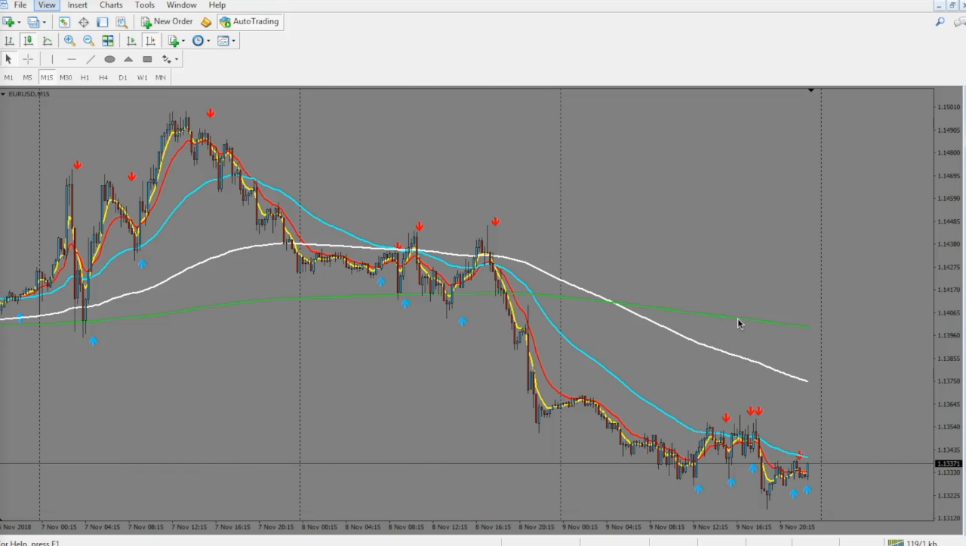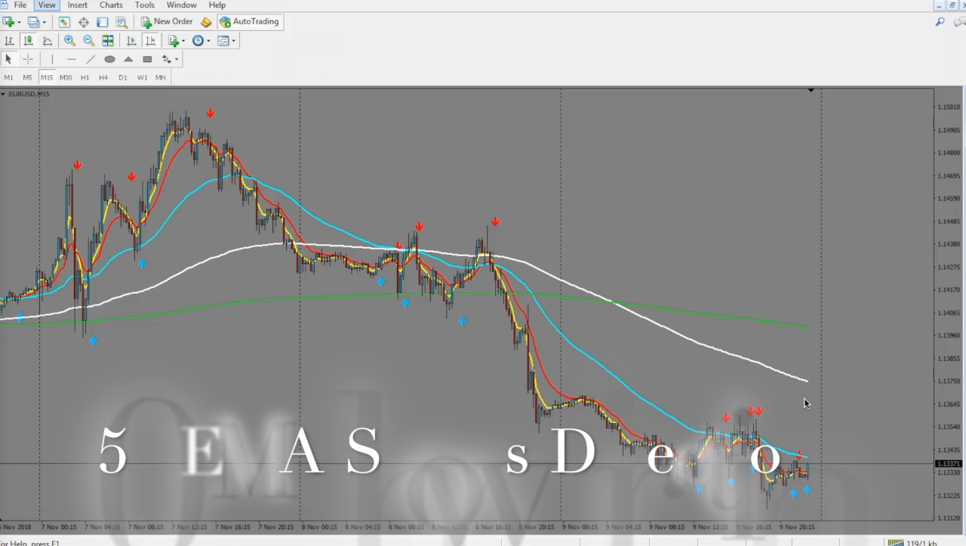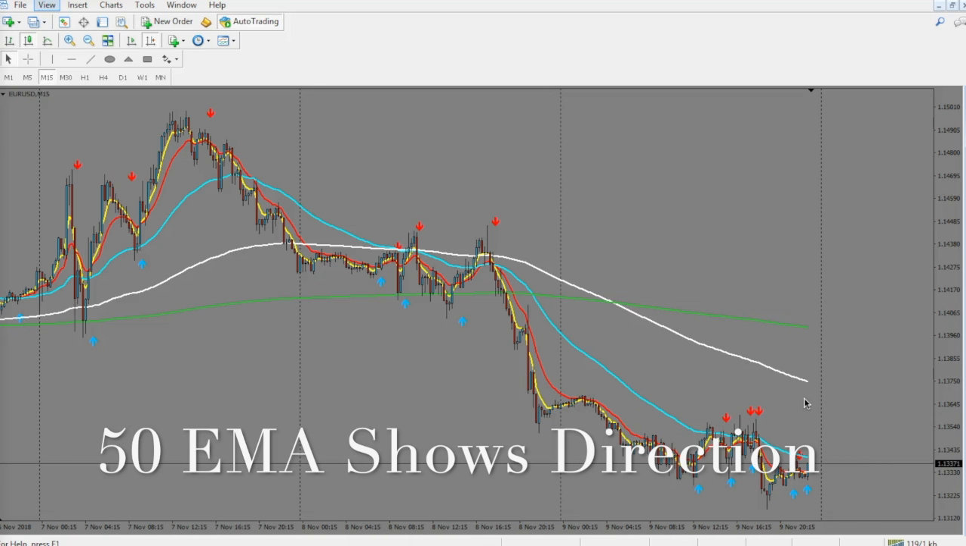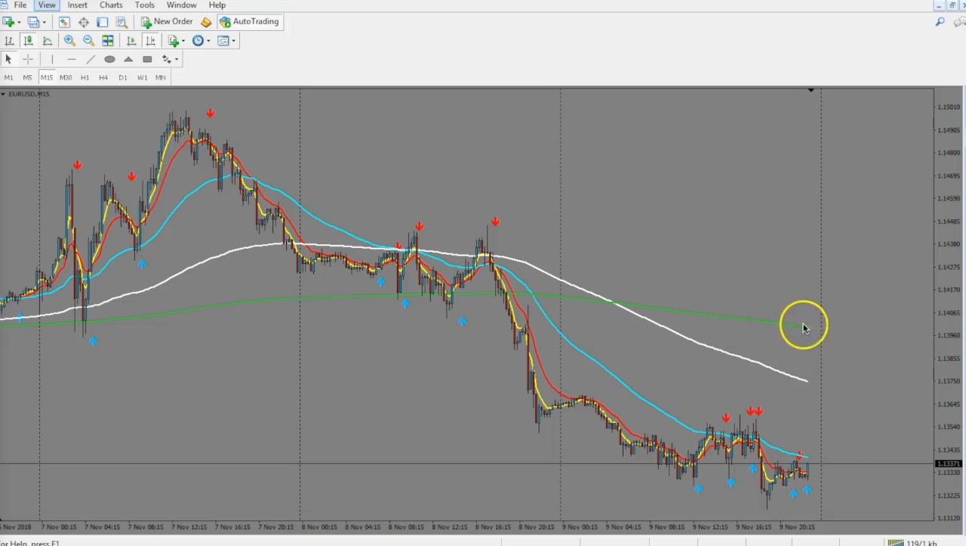Now, why did we use exponential instead of simple? Please go back to first semester to understand the concepts of why we chose each one. The 50 and the 200 line are the most commonly used exponential moving averages. Why is that? It's because the 50 line shows you direction on which way to trade. So let's scratch out this green line right here. Okay, so now it's gone.